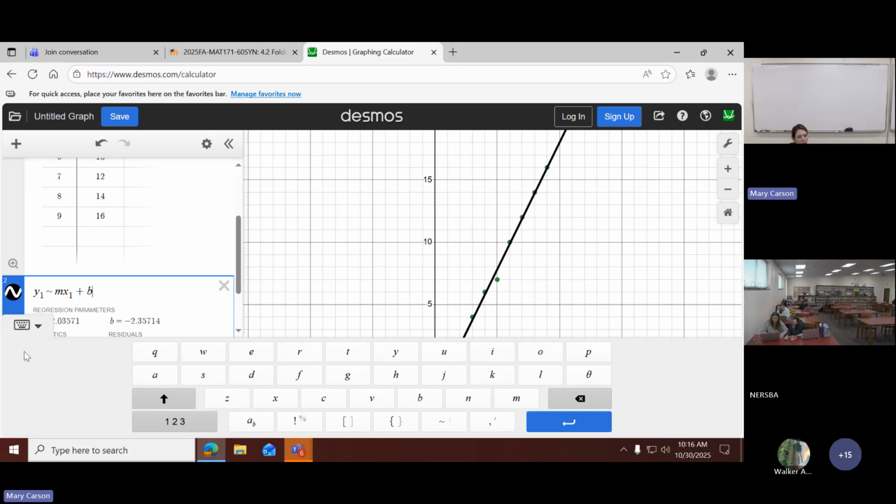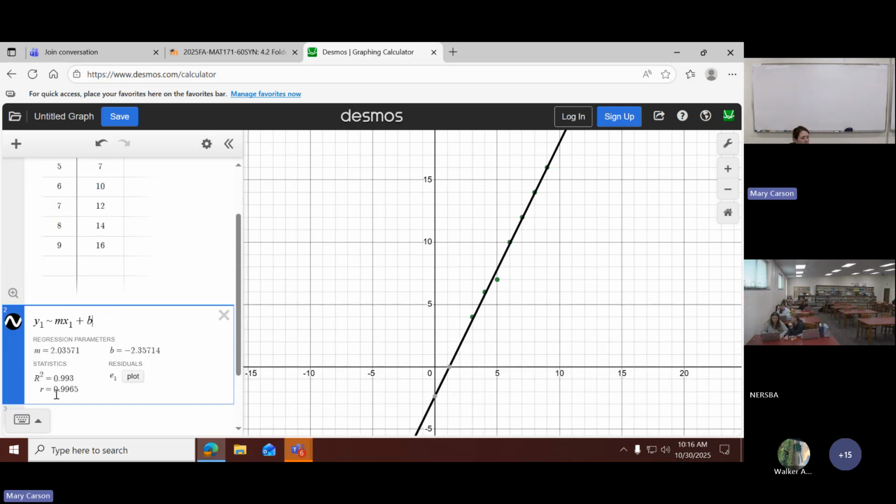And if you notice right here, this is called your correlation coefficient. And what that R value tells you is how accurate this is. So this means it's 99.65% accurate. It's pretty close, right? If you look at the black line, it goes over it. So it's pretty much covering everything but this little outlier right here, okay?